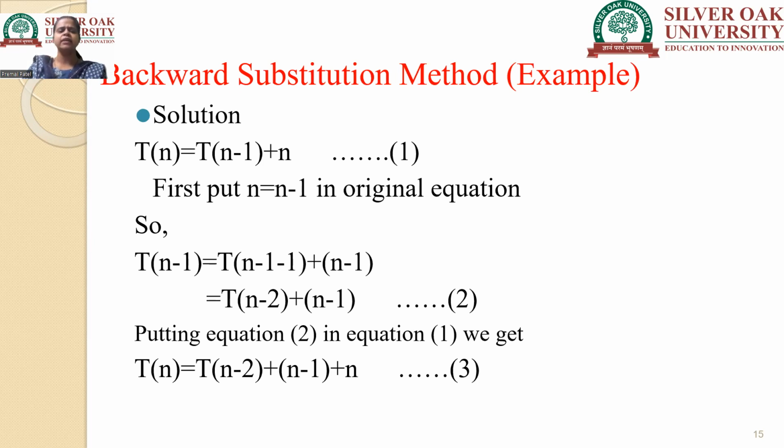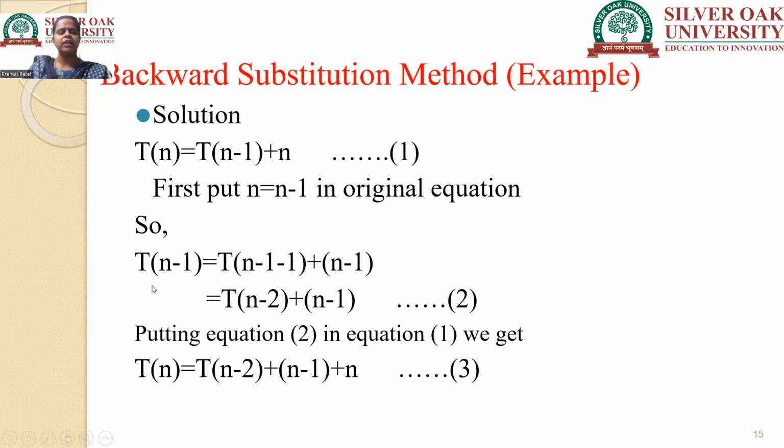So as we are seeing the solution of the backward substitution method, we will put n is equal to n minus 1 into the given equation. So T of n is equal to T of n minus 1 plus n is given to us. We will consider that as equation 1. Now firstly, we will put n is equal to n minus 1 into the original equation.